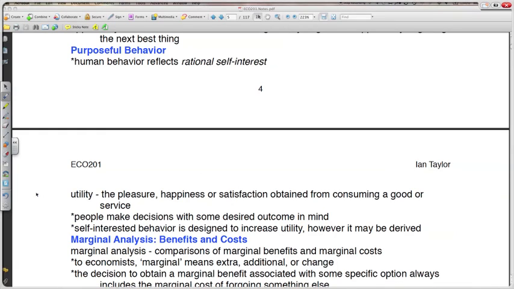Economists use a fancy word called utility. This idea of utility is to try to measure the pleasure, happiness, or satisfaction obtained from consuming a good or service. So this service of this class that you're taking right now, the utility, if any, that you get from taking this class, hopefully you become satisfied with this lecture or this course. The amount that you're satisfied would be the amount of utility you derive from Economics 201. People make decisions with some desired outcome, or this certain amount of utility at which they want to succeed or achieve. And your self-interested behavior is just meant to maximize the amount of utility that you can, to maximize your happiness.